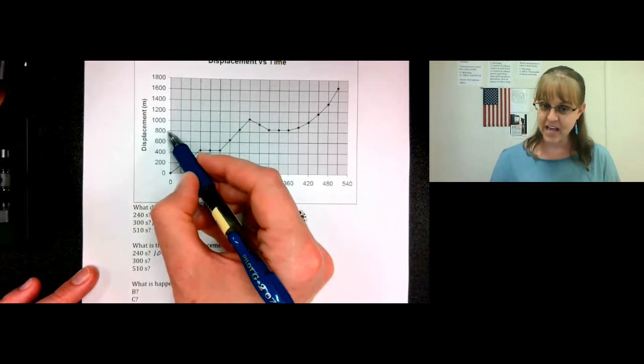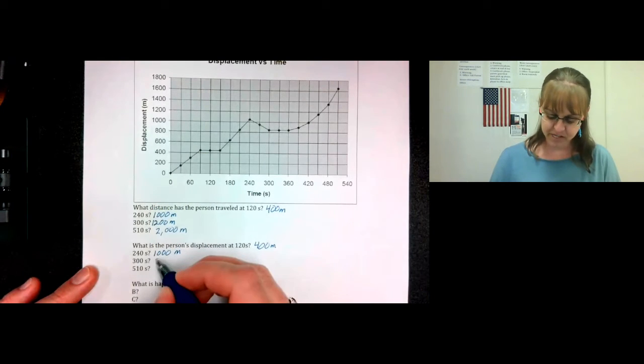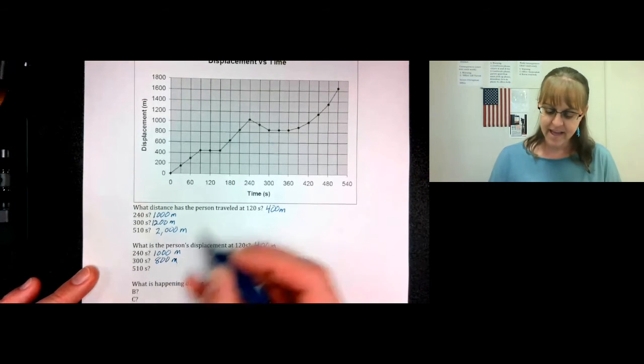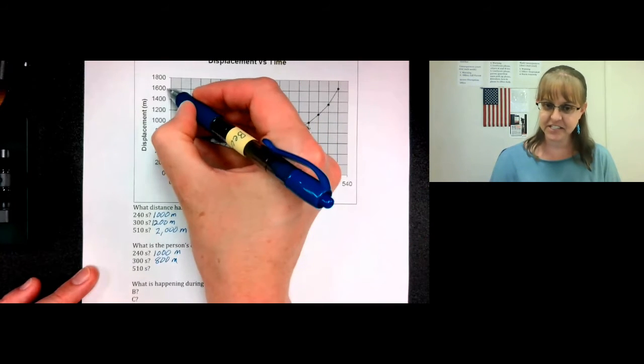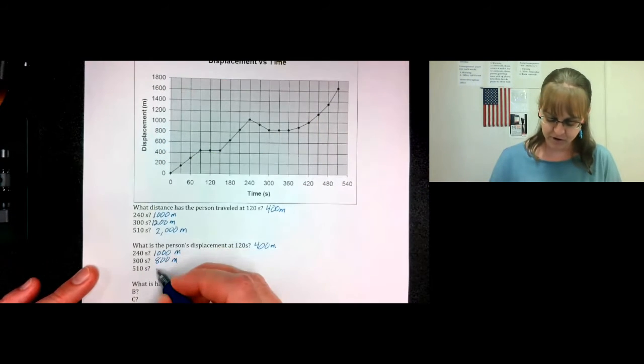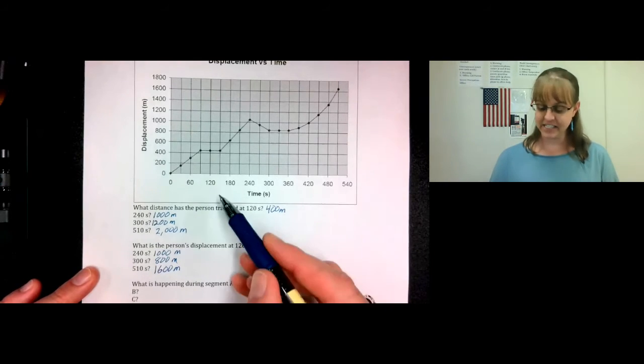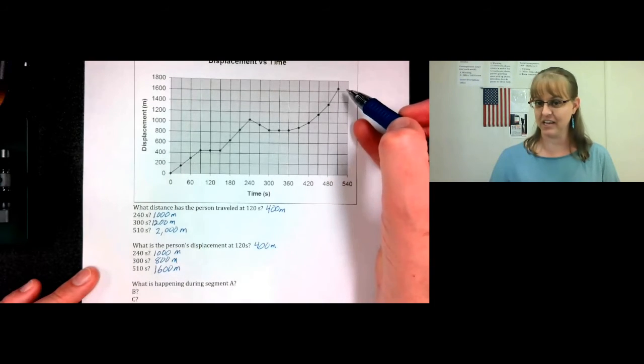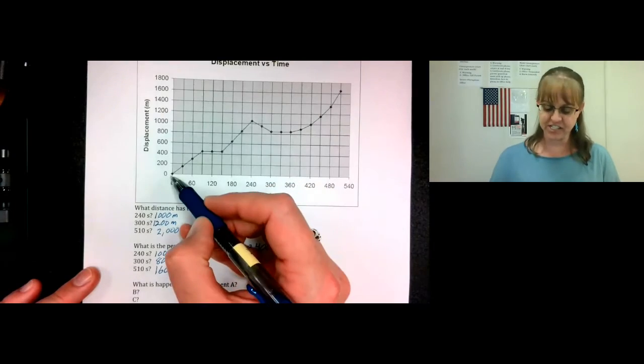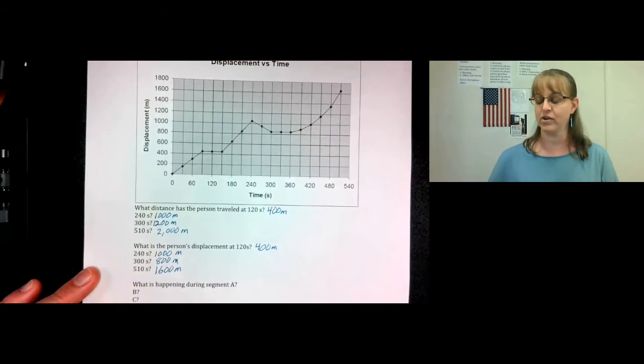Here, we are 800 meters away from zero. And here, we are 1,600 meters away from zero. So you see, distance adds up everything. Displacement just says how far are you away from where you started.